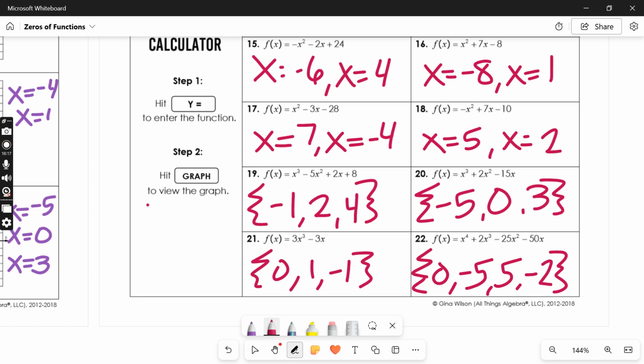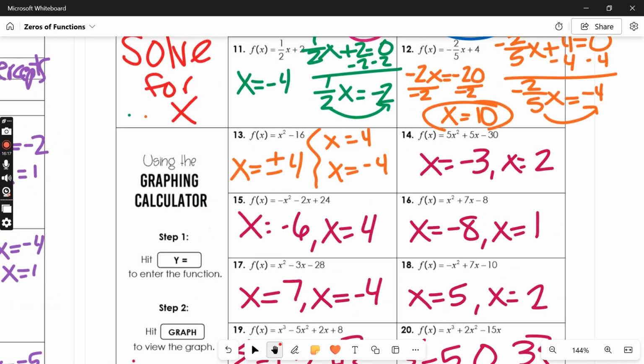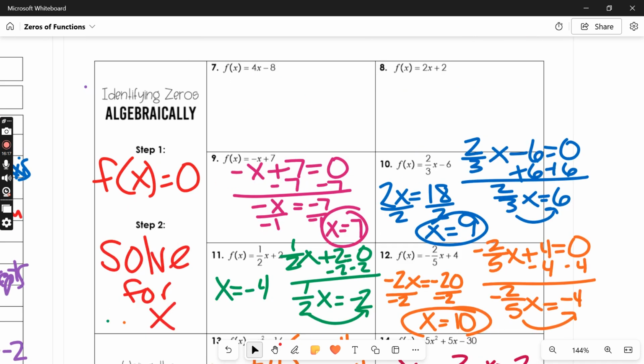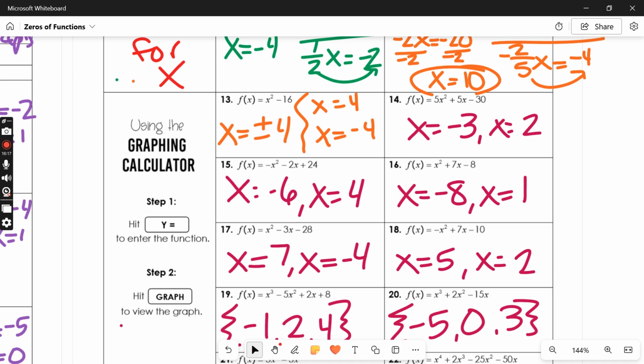So, that's zeros of functions. So hopefully, you can use your calculator and you can find those. Just make sure that you do what your directions say. So, up here, your directions said, like, solve these algebraically. If your directions say solve them algebraically, make sure that you show the work for that.